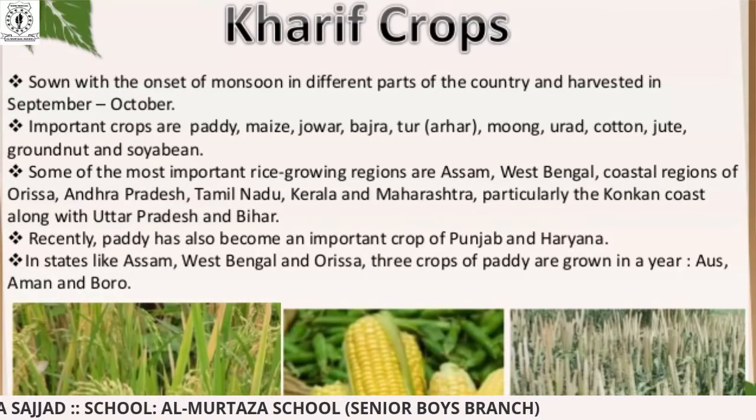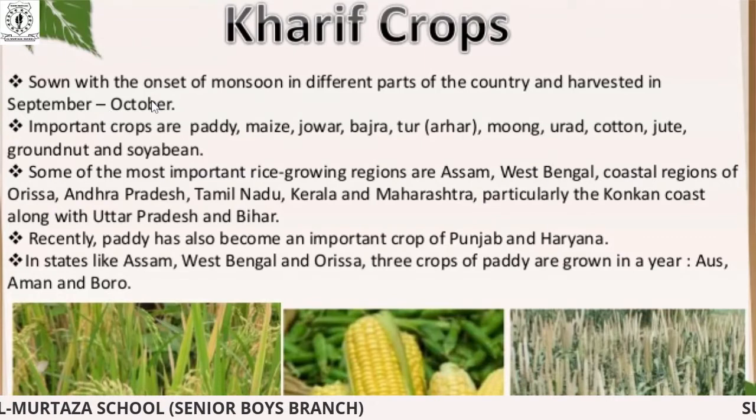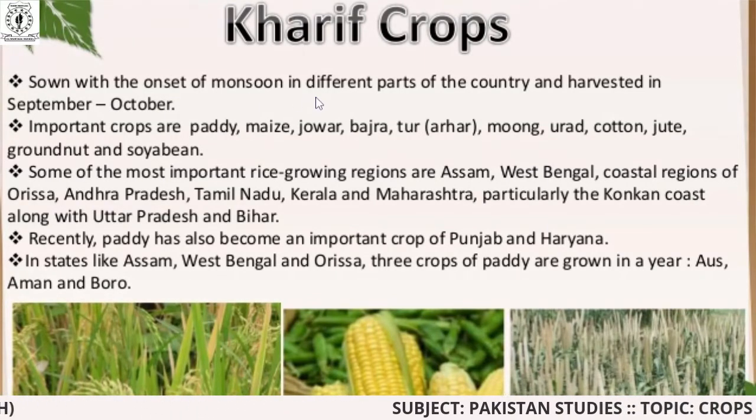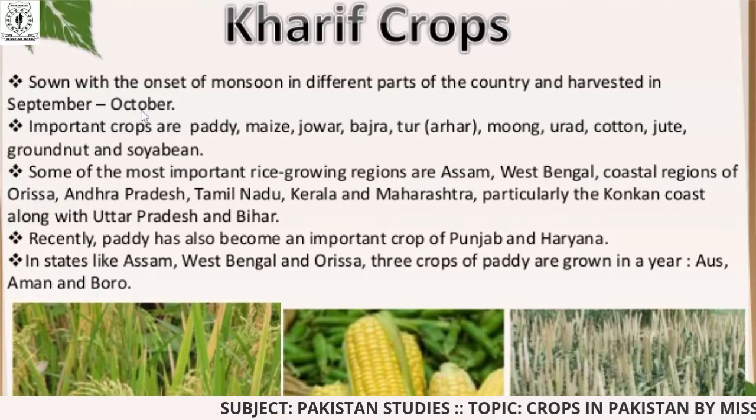Now, starting with the Kharif crop, it is sown with the onset of the monsoon in different parts of the country and harvested in September and October.